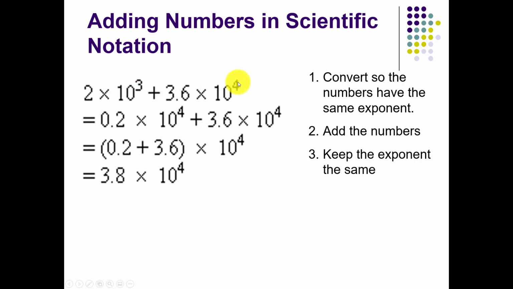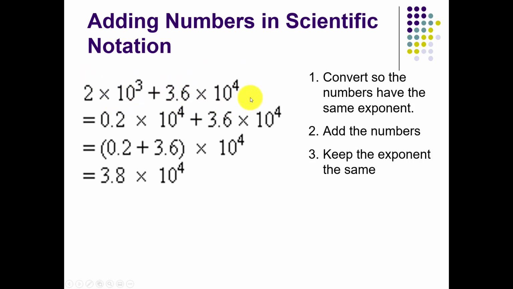So 10 to the third, 10 to the fourth. I could make either one of them 10 to the third, or I could make them both 10 to the fourth, but just so you are assured, you will get the same answer either way. If you convert them both to 10 to the third and then add, you will end up with the same answer as if you made them both 10 to the fourth. It doesn't matter which one you pick. There isn't a right or wrong one. All right, so they're going to make them both fourths.